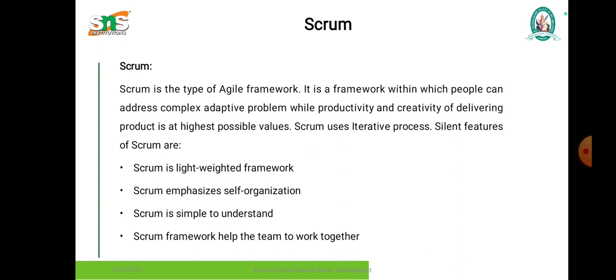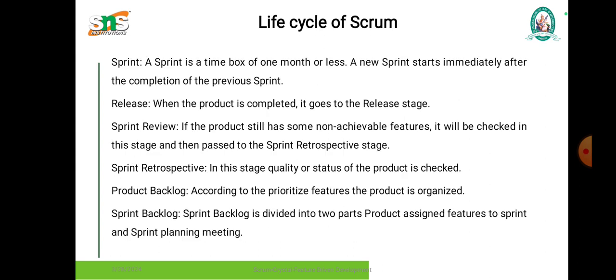It is a type of agile framework within which people can address complex adaptive problems while the productivity and creativity of delivering the product is at the highest possible values. Scrum uses an iterative process, and the salient features are that it is a lightweight framework, it emphasizes self-organization, it is simple to understand, and it is a framework which helps the team to work together. So these are the features of Scrum.